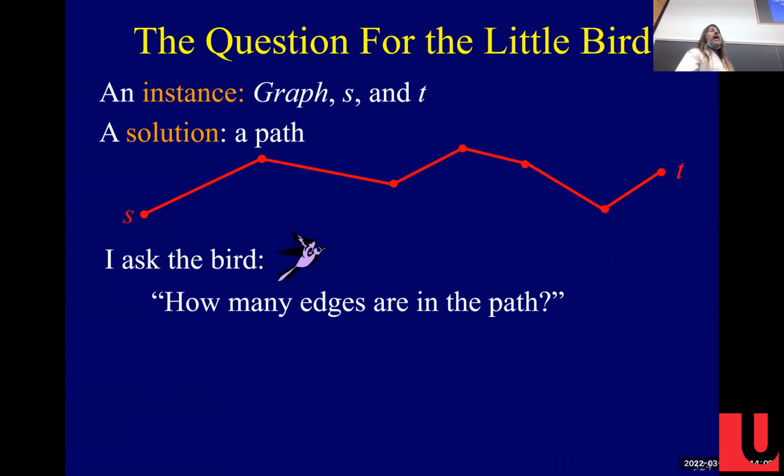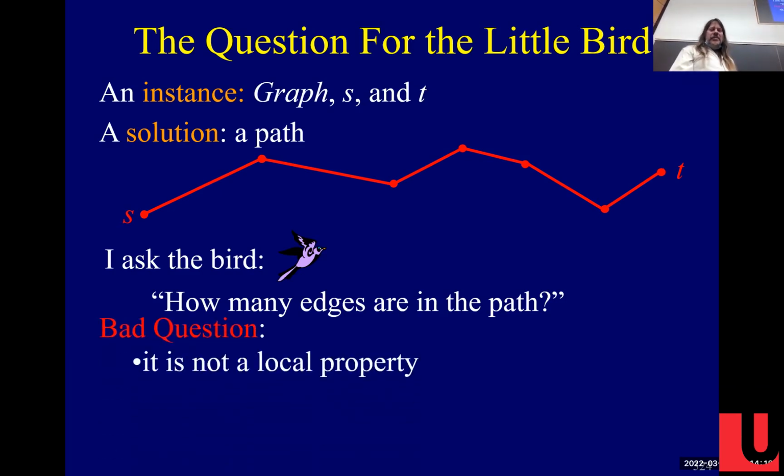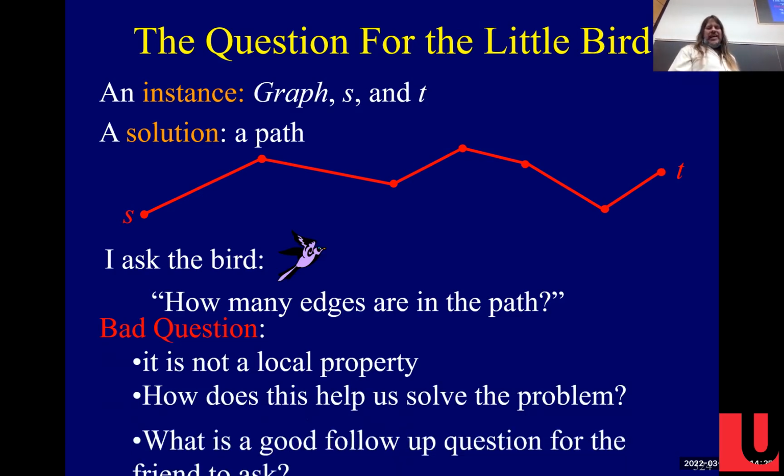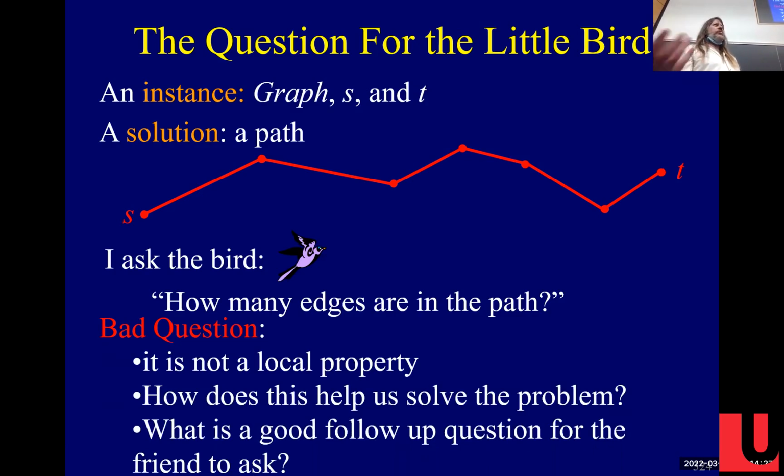If I ask her how many edges are in my optimal path, that seems like a good question. But it's not really a local question, it's sort of a global question. And how does knowing the number of edges help us to solve the problem? It doesn't really have a good follow-up question for our friend.